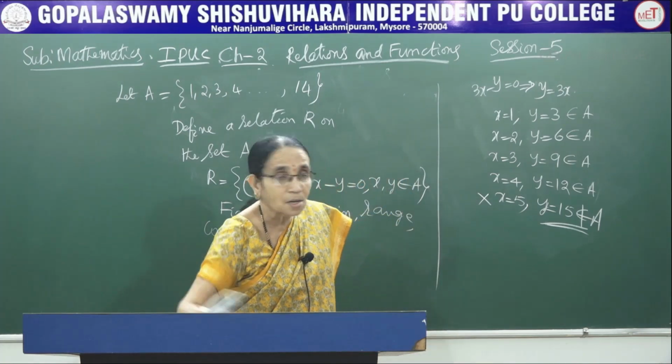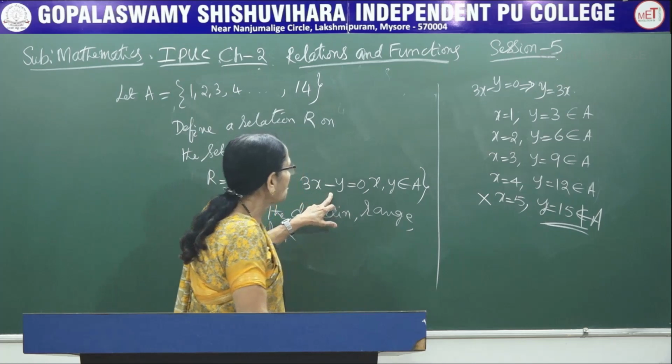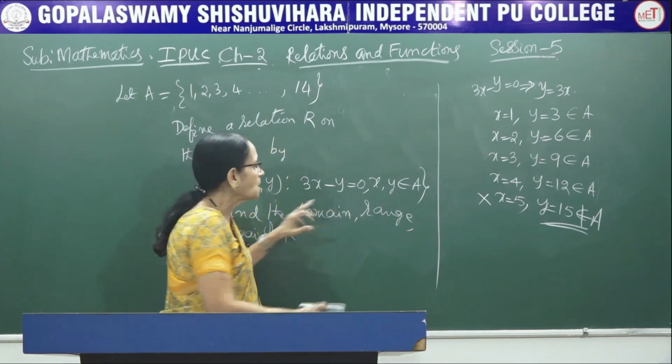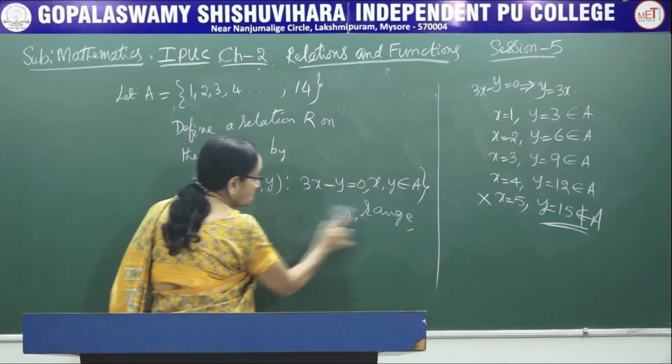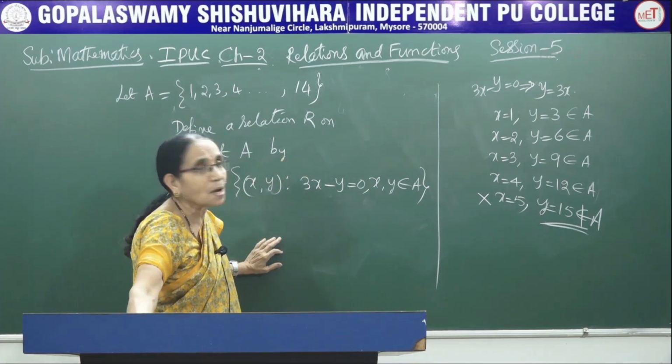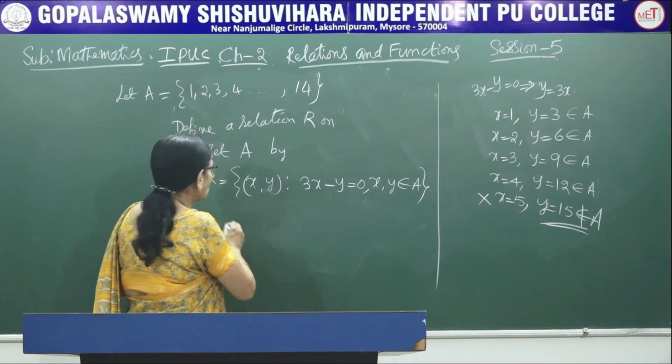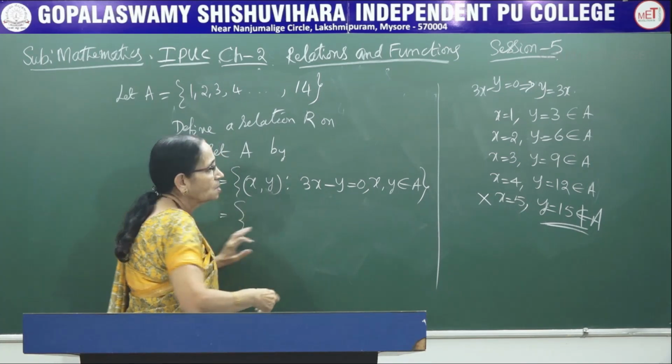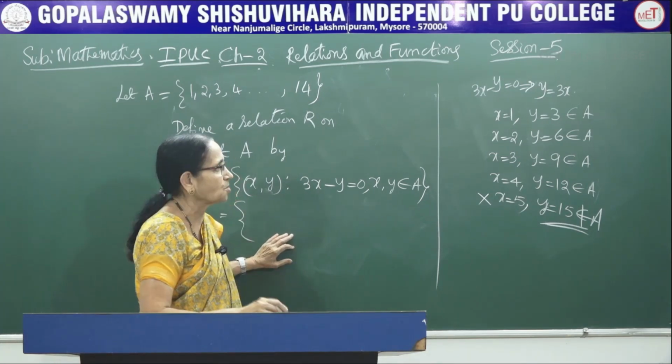So what are all the ordered pairs? Now this is given in the set builder form or in the rule method. Now I am writing the elements in the roster form, so that you can find the domain, codomain, range, etc.